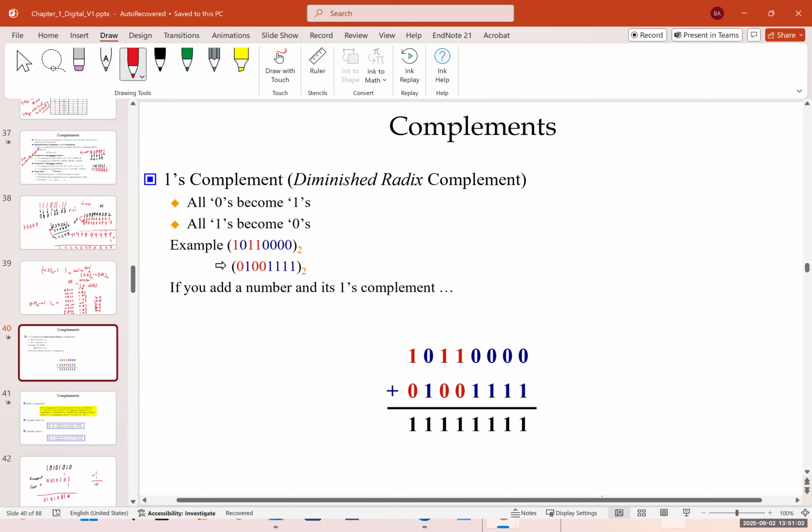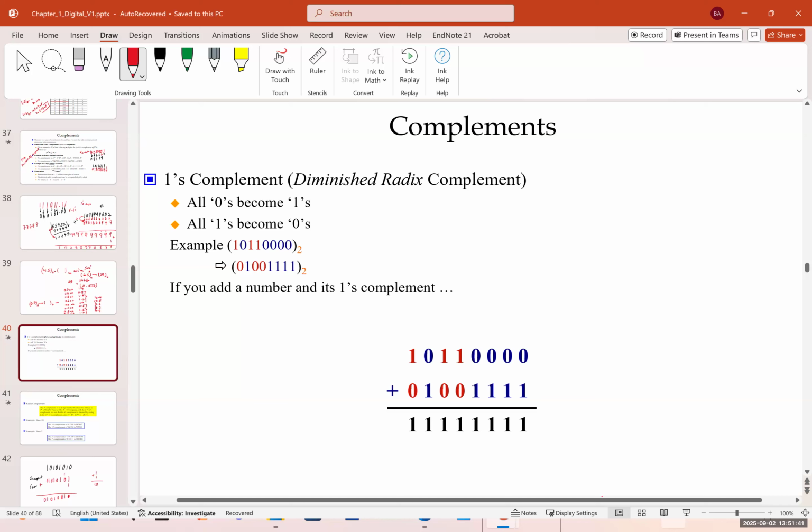Okay. Example: 1, 0, 1, 1, 0, 0, 0, 0 becomes 0, 1, 0, 0, 1, 1, 1, 1. So all the zeros become 1 and all the ones become 0. And when you add a number to its first complement, you would have all ones in the system. So 1, 0, 1, 1, 0, 0, 0, 0, plus its first complement, which is 0, 1, 0, 0, 1, 1, 1, 1, is going to give you 1, 1, 1, 1, 1, 1, 1, 1.